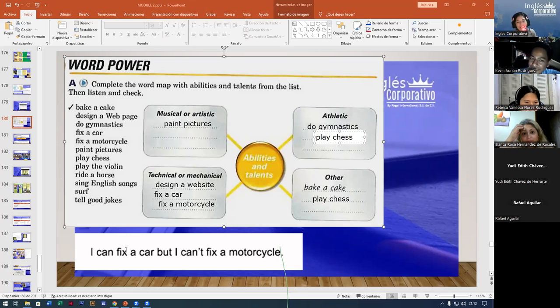Play the violin. Blanca, what category could be? Play the violin. Tocar violines. But what is the category? Is it athletic? Is it technical or mechanic? Musical or artistic? Musical or artistic. That is correct. Good one. So that will be play the violin.